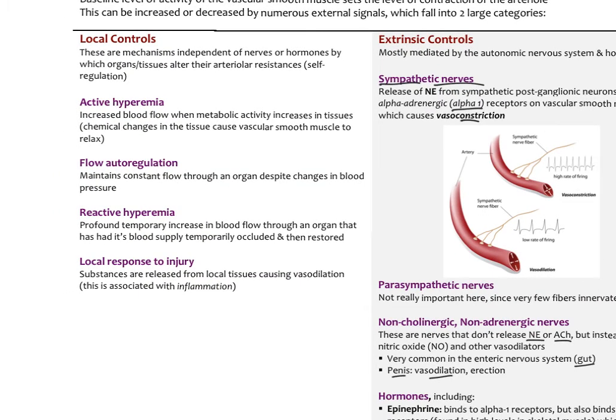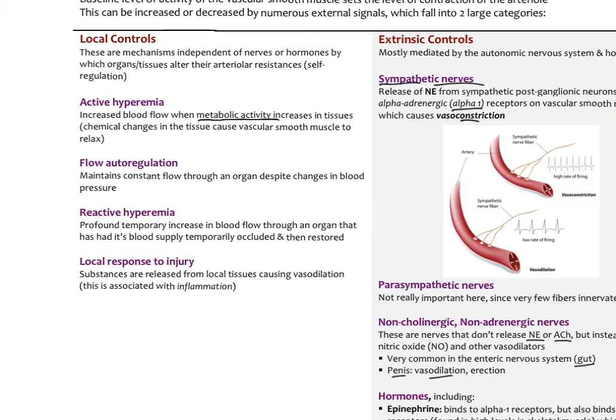So something called active hyperemia, this would result from increased metabolic activity in the tissue. So as tissues like muscles need more oxygen, they have different things that they can initiate to actually get more blood flow into the tissues, and that creates more hyperemia or congestion of the blood. Flow autoregulation. This helps to maintain a constant flow through an organ despite changes in blood pressure. So that allows a constant perfusion pressure in the different tissues.